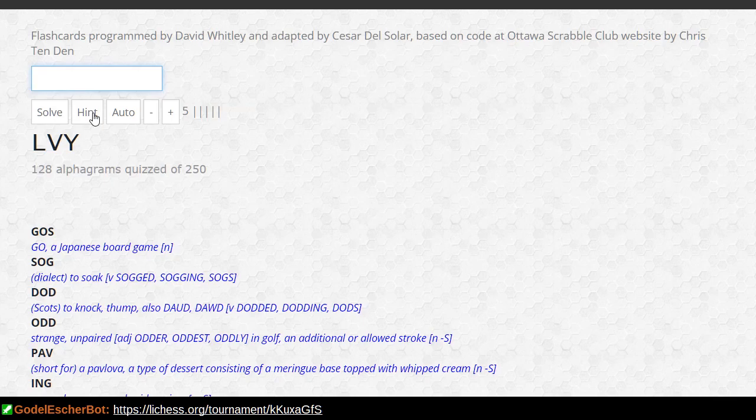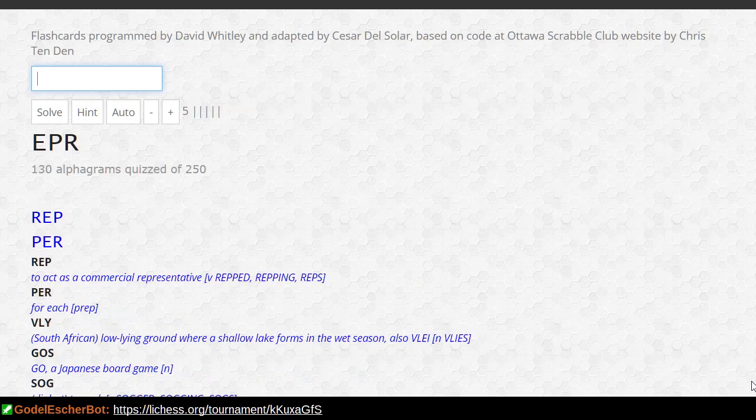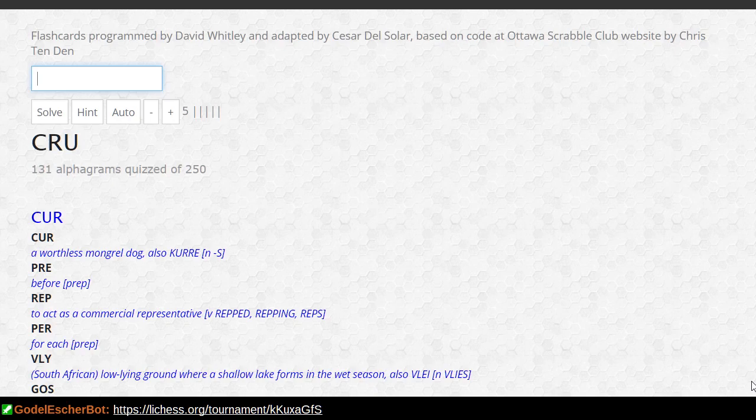I don't see a word here. What is it? VLY. A low-lying ground where a shallow lake forms in the wet season. Also, vlay. All right. Well, we know per. Pretty sure rep is in here to act as a commercial representative. What else could it be out of these three letters? Pre? Before? Oh, that's it. All right. Cur is an idiot. Or rather, a dog. Is crew valid? It is. A vineyard.